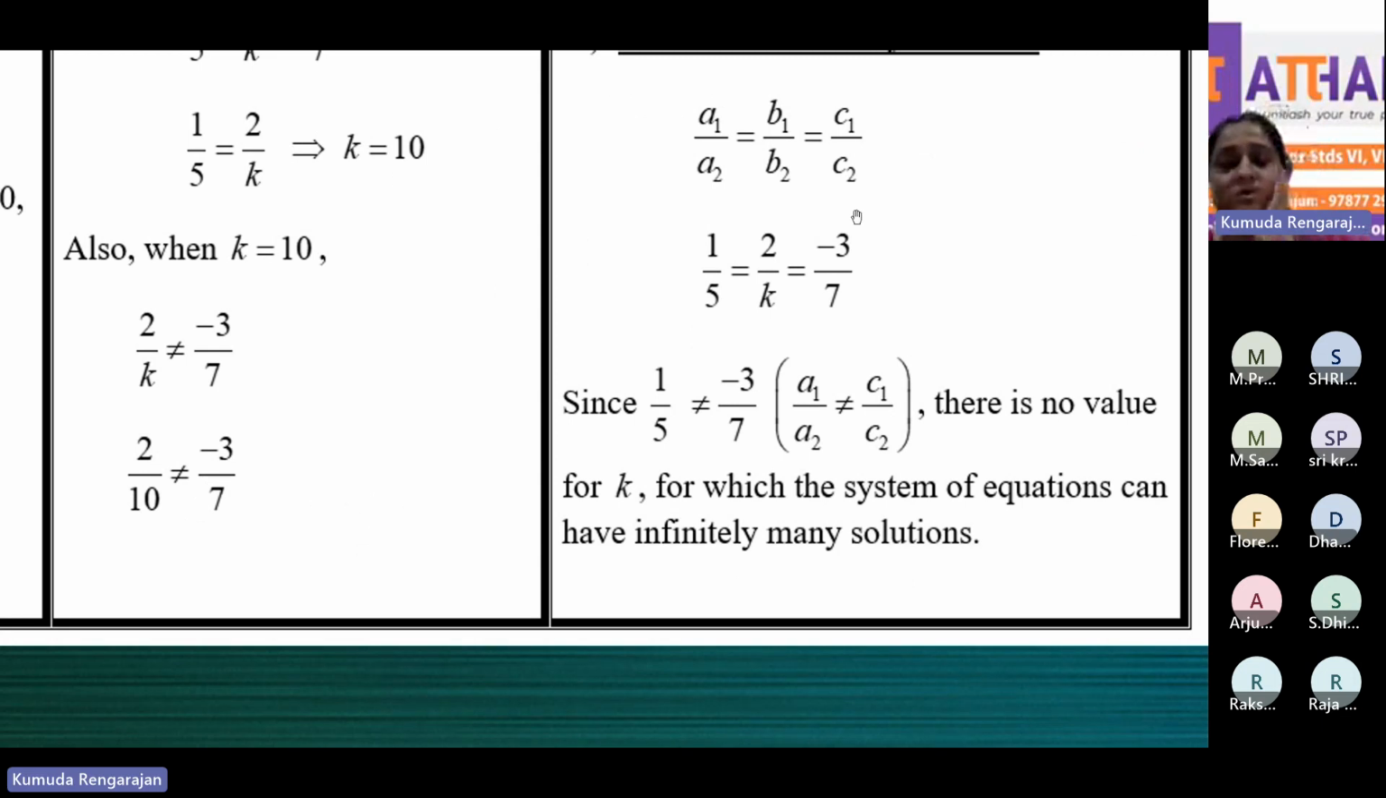Okay, so this is the condition, children. Substitute the value. So straight away, you can see that 1 by 5 is not equal to minus 3 by 7. Since 1 by 5 is not equal to minus 3 by 7, A1 by A2 is not equal to C1 by C2. There is no value for K for which the system of equations can have infinitely many solutions.